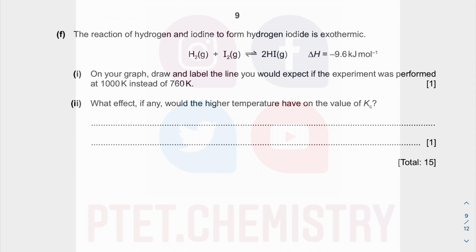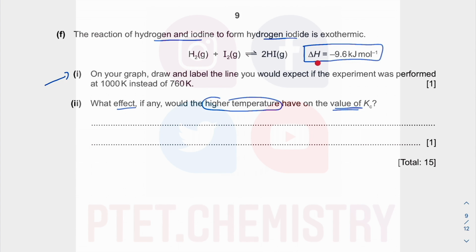In this question, they tell you that the reaction of hydrogen and iodine to form HI is exothermic. So what effect would a higher temperature have on the value of Kc? We did say that only temperature can affect the value of Kc. They don't ask for an explanation, they just want the effect, but I think it's easy if I start by explaining it.